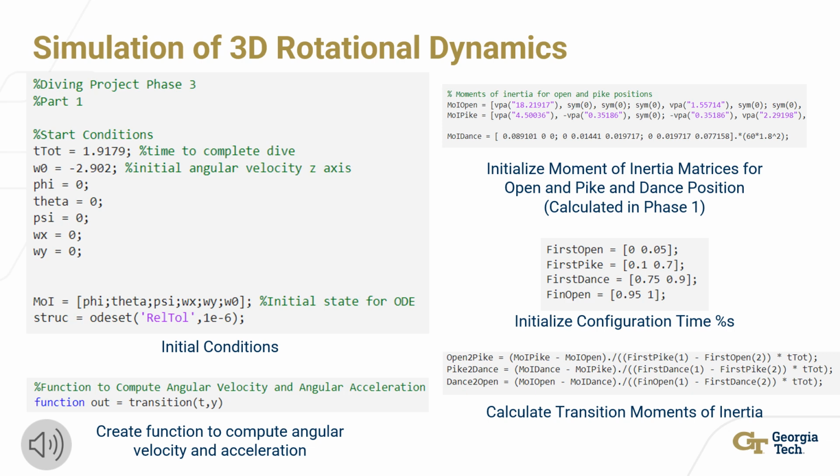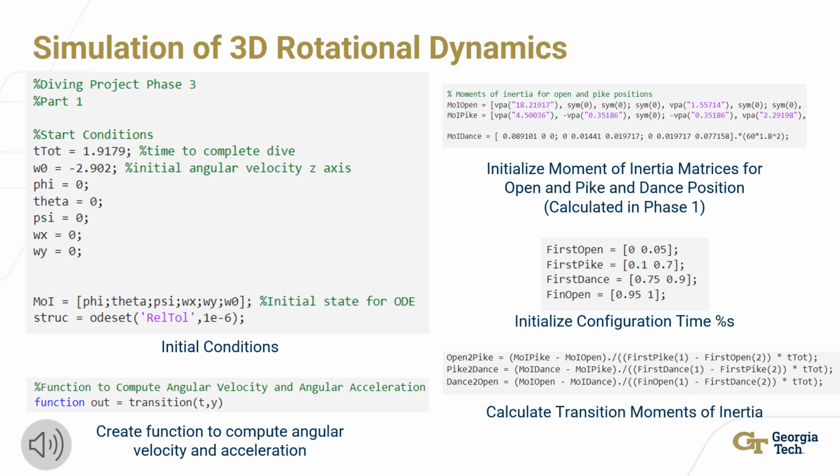After that, we initialize our moment of inertia matrices for our open, pike, and dance configurations, and we calculated those moment of inertia matrices in phase 1. The next thing we'll do is initialize our configuration time percentages. So we will be in the open position from 0 to 5% of our dive. We will be in the pike position from 10% to 70% of our dive. We'll be in the dance configuration for 75% to 90% of our dive. And we will be again in the open position from 95% to 100% of our dive.